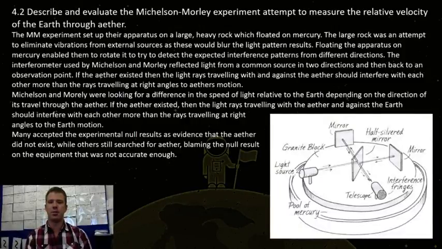4.2. Describe and evaluate the Michelson-Morley experiment's attempt to measure the relative velocity of Earth through ether. So what is ether? I explained it in 4.1. Ether was thought to be an object that filled up space, had great elasticity, had extremely low density, traveled at the speed of light, and could permeate all matter.